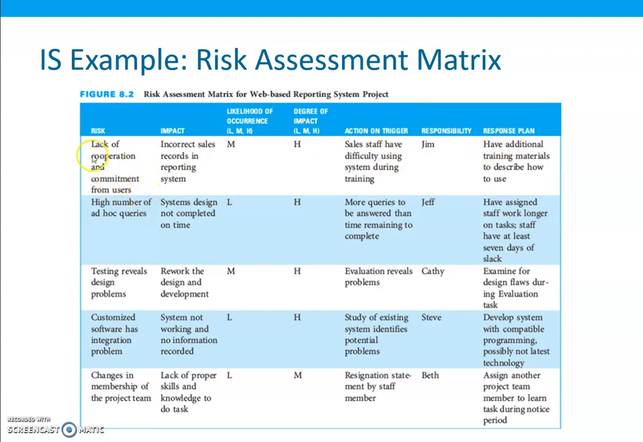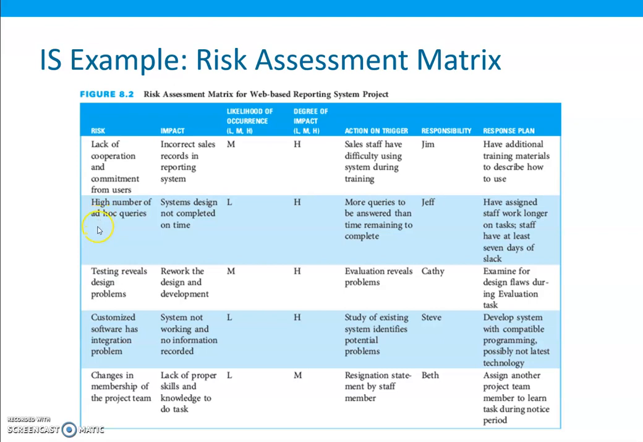For example, lack of cooperation and commitment from users. This is the risk. And what will be its impact? Incorrect sales records in reporting systems. Its likelihood is medium, and its degree of impact will be high. How can we say that this risk is going to occur soon? This will be the trigger. It can be triggered when sales staff have difficulty using the system during training. We have assigned its responsibility, and its response plan is to have additional training materials to describe how to use it.